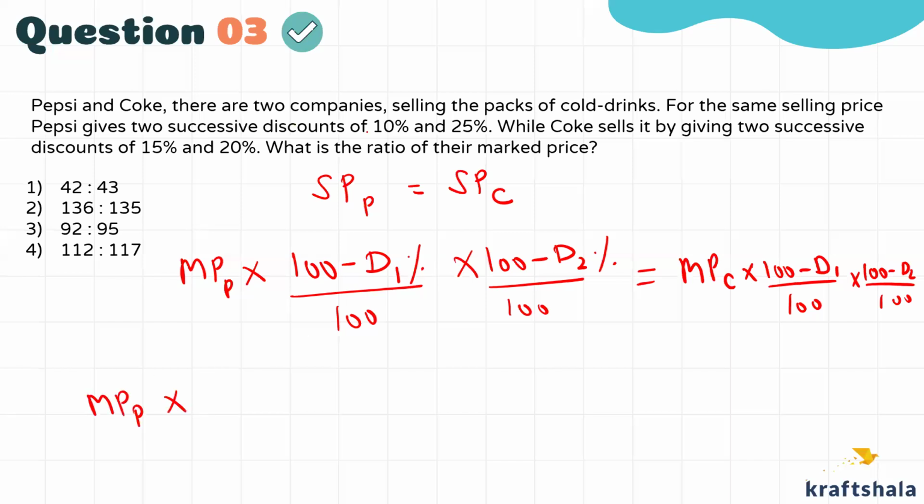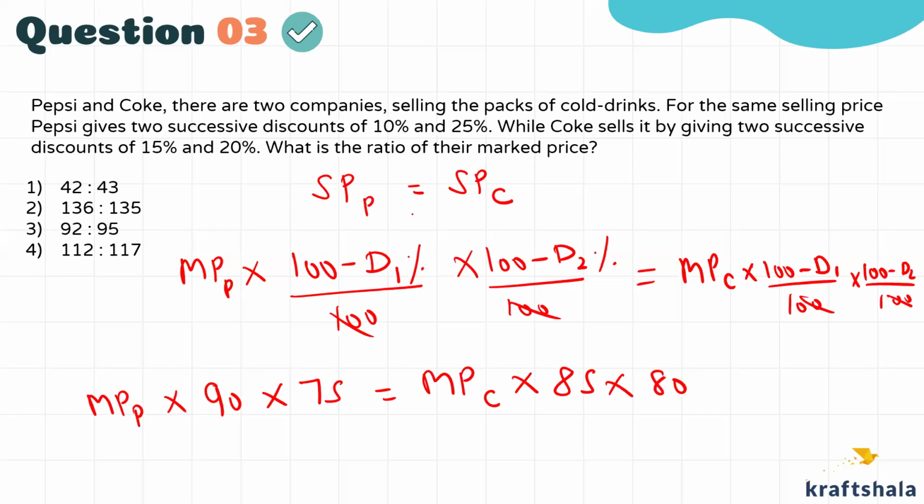Pepsi का डिस्काउंट देखते हैं 10%. 100 minus 10 90. 100 तो सब कैंसिल हो जाएंगे. So let's not focus on that. And 100 minus 25 75. Similarly MP of Coke. Coke का डिस्काउंट 100 minus 15 85. And 100 minus 20 80. We have to find the ratio of their mark price. So MP of Pepsi upon MP of Coke.